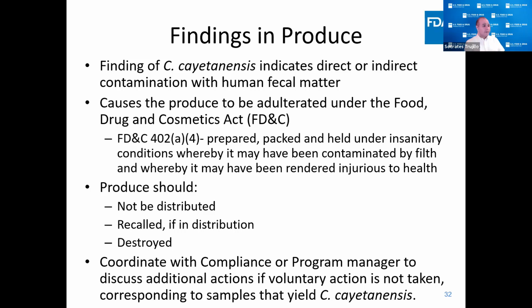In the agency, finding Cyclospora cayetanensis indicates direct or indirect contamination with human feces, as I indicated, because the only source of this specific pathogen is human feces, right? And that makes it adulterated under the Food, Drug, and Cosmetic Act, FD&C Act, and our Office of Compliance has indicated that if we find Cyclospora cayetanensis on produce, then it is an FD&C Act 402(a)(4) charge, because it's been prepared, packed, or held under unsanitary conditions, right?